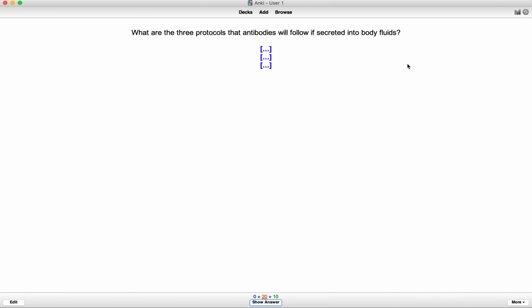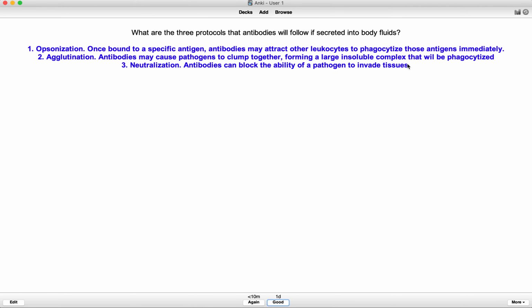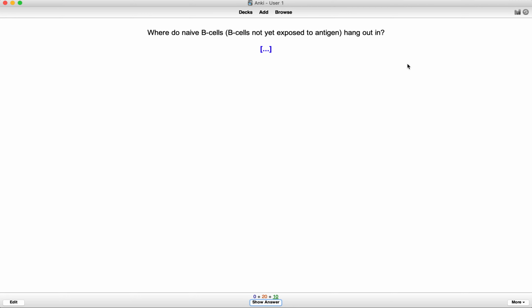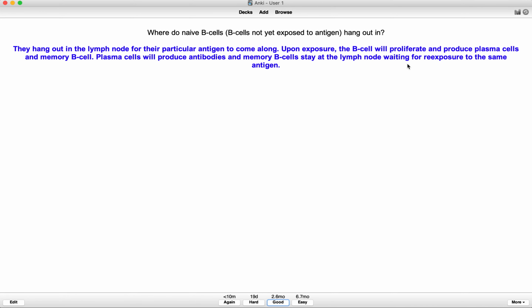Then we have agglutination and neutralization. Antibodies may cause pathogens to clump together, forming a large insoluble complex that will be phagocytosed. Neutralization: antibodies can block the ability of pathogens to invade tissue. Opsonization, agglutination, neutralization. Naive B cells hang out in the lymph node until their antigen comes along.